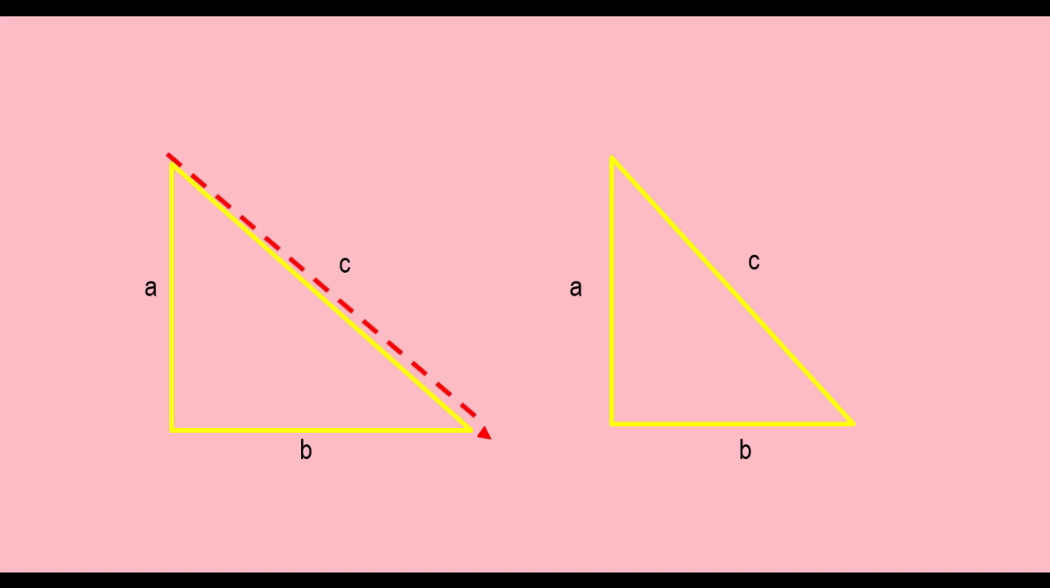Side C is called the hypotenuse. The hypotenuse is always the longest side of a right triangle. Side A and side B, the legs, are the sides of the right angle.